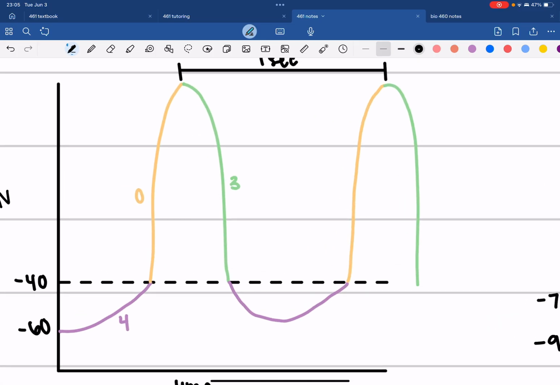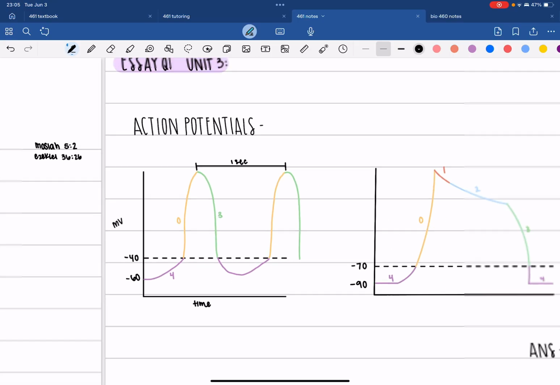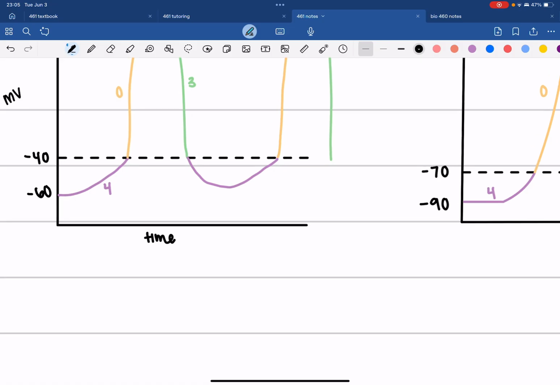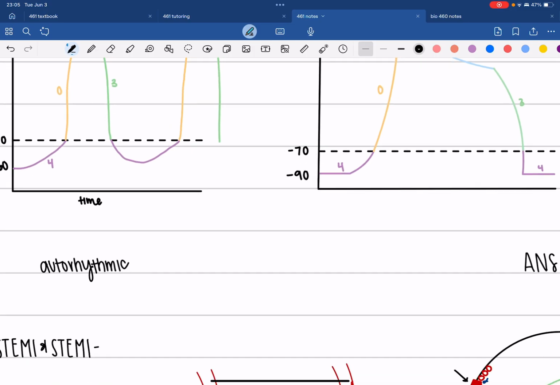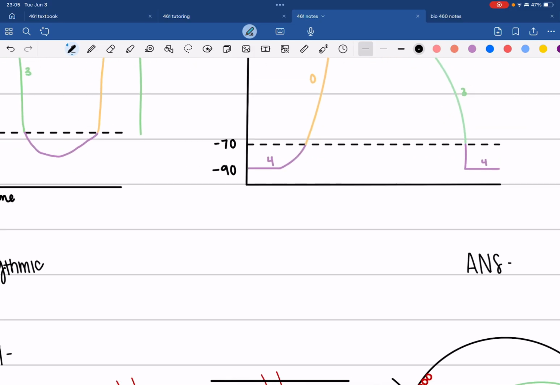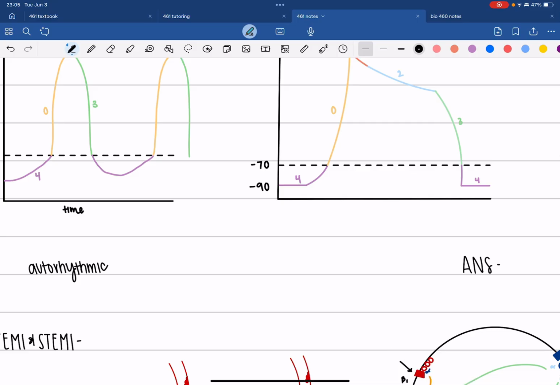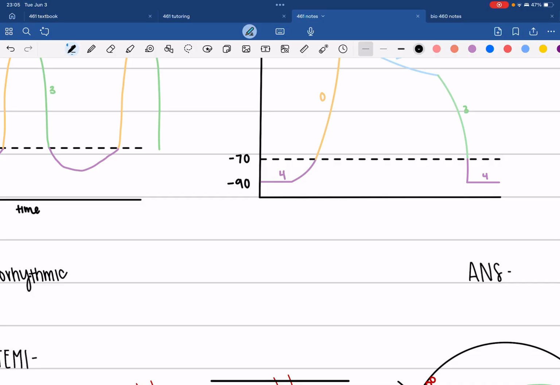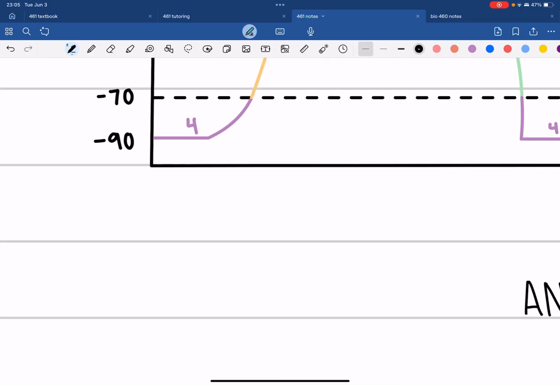Could be deadly. So, we have two types of cells in the heart. We have one cell that we're going to call our autorhythmic cells or pacemaker cells, and we're going to be looking at their action potentials here on the left. They're going to set the pace of the heart. And then our cardiomyocytes, the cells that make up the bulk of our myocardium, the muscle, or contractile cells.